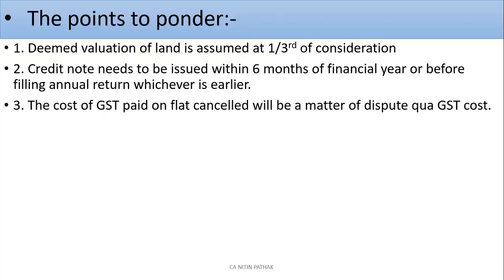The point to ponder is deemed valuation. I said that in our big cities like Ahmedabad and Bombay, the value of land is more than one third of the total value of an apartment. If you have booked the house and you want to cancel it, a credit note needs to be issued. That credit note needs to be issued within 6 months of the financial year or before the filing of the return, whichever is earlier. If you cancel after 1.5 years, there will be a lot of GST issues coming up, and it may be considered a dispute. This is a point to ponder which I have taken.